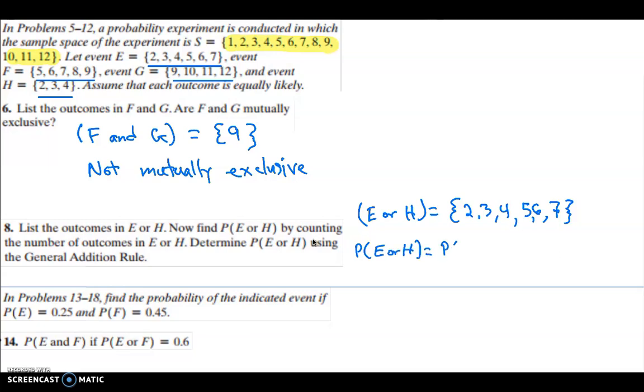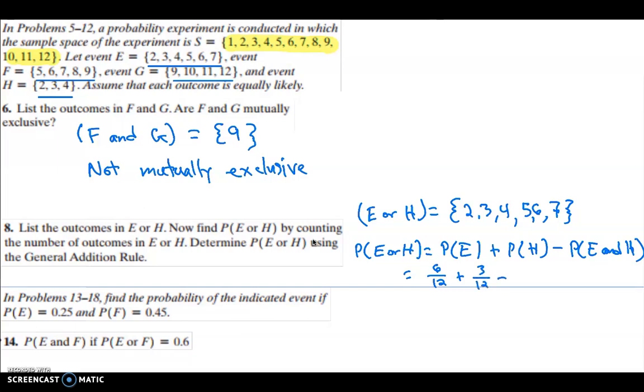So that's the probability of E. Okay, and E has 1, 2, 3, 4, 6. So it's going to be the probability of E plus the probability of H, and then minus their overlap, the probability of E and H. So in this case, the probability of E is going to be 6 out of 12 in E, because again, remember our sample space is 1 through 12. Then plus the probability of H, there are 3 in H out of the 12.